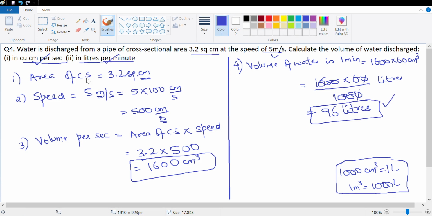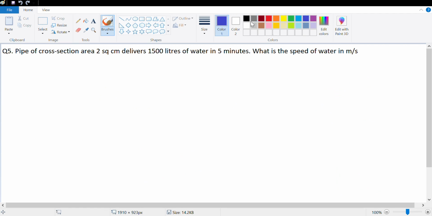Let's look at the next one. The next question that we solve is question number 5. Again, an interesting question. It says a hose pipe of cross section area of 2 centimeter square delivers 1500 liter of water in 5 minutes. Okay, so find the speed of water in meter per second through the pipe.